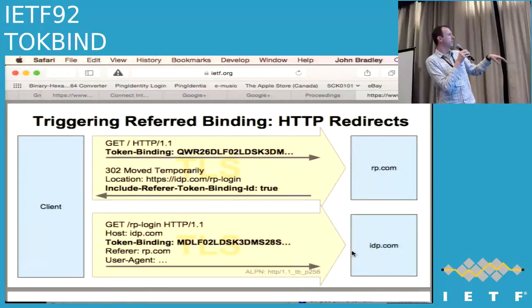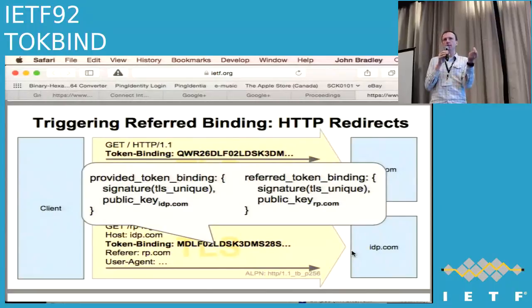In the token binding, now instead of having just one proof for one key, there are two proofs for two keys in there. There's the key called the provided token binding, which is the normal thing that happens if it's just between the server and the client. But now the client knows it's okay to also put this other proof in there for the other key that it's using with the relying party, and that's labeled as the refer token binding. It's exactly the same mechanism. You just sign the TLS unique, just with a different key.